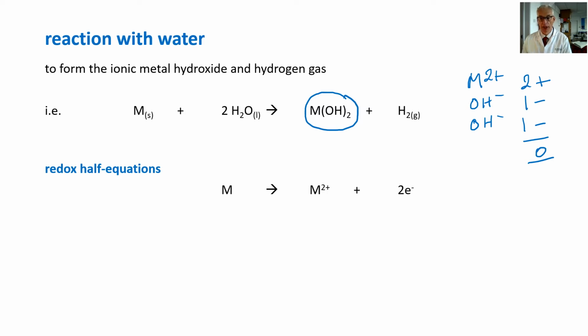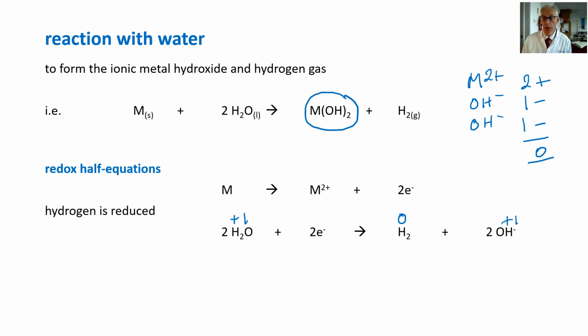The reduction, however, is slightly more problematical because we are going to reduce only some of the hydrogen from within 2 water molecules. The oxidation number of hydrogen within a water molecule is, of course, +1. In the elemental state, it is 0, so 2 hydrogens have been reduced. The 2 remaining hydrogens stay at oxidation number +1 and combine within the hydroxide ion.